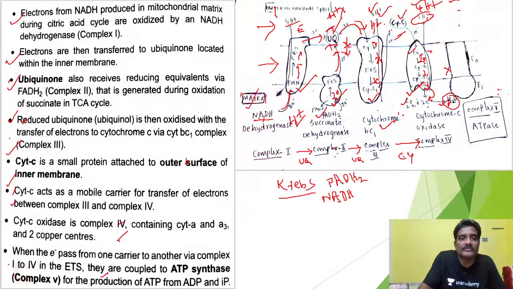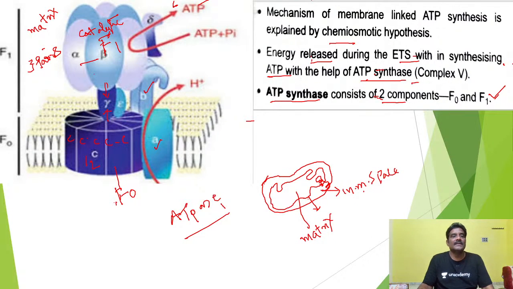I will tell you. So here you see, this is ATP synthase. In ATP synthase, what is happening? Here you see the protons come like this. The protons here are formed. Okay, protons.